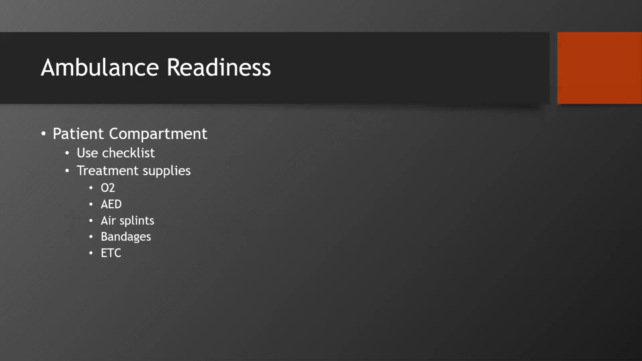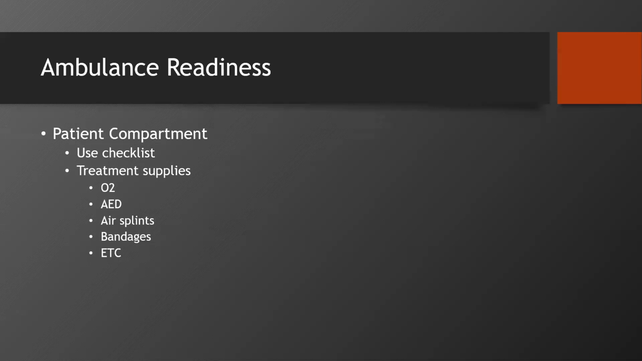Okay. Then moving into the patient compartment. Again, like I said, Part 800 specifically lists everything you need for your ambulance. If you develop your own checklist, I would recommend that as well. We have one at work that we use. Somebody developed it a long time ago, and it's to do our inventories and that. Every little piece is on there.